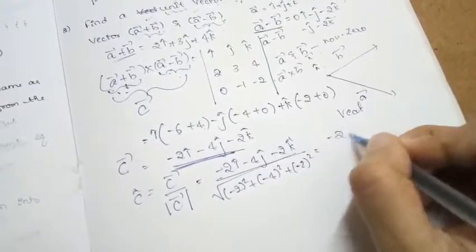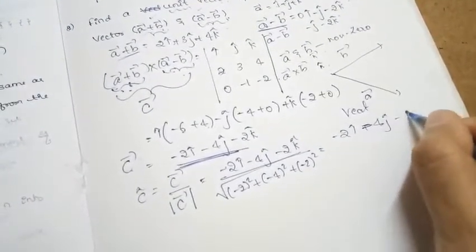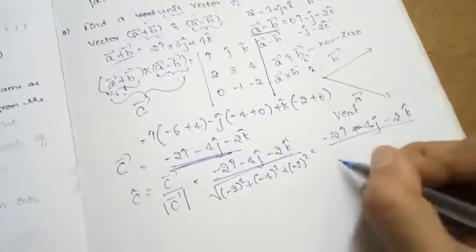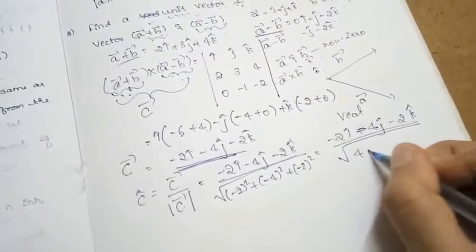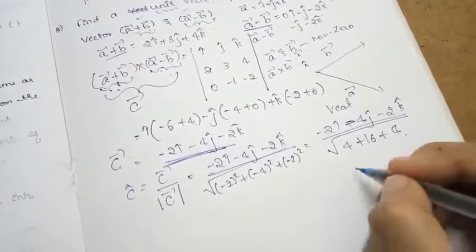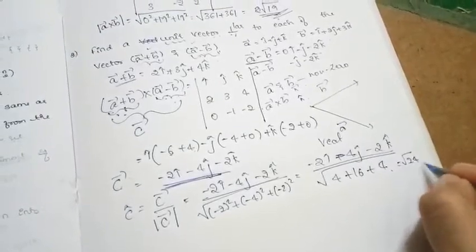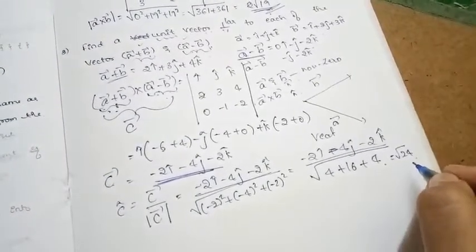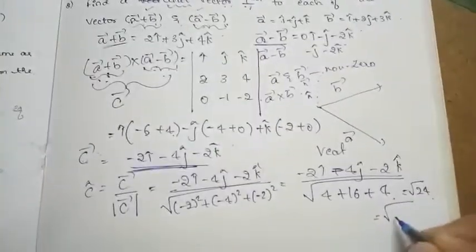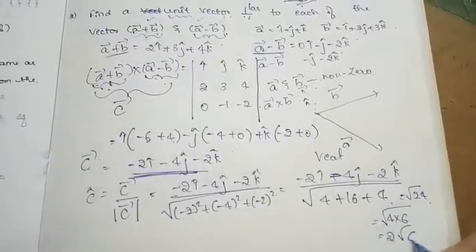So it is nothing but -2i cap - 4j cap - 2k cap divided by the square root of 4 + 16 + 4, which is the square root of 24. I can write it as the square root of 4 times 6, which is nothing but 2 root 6.